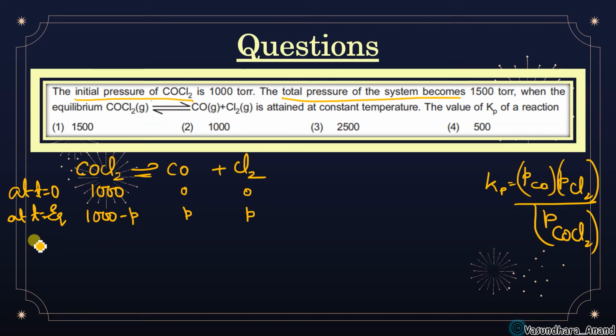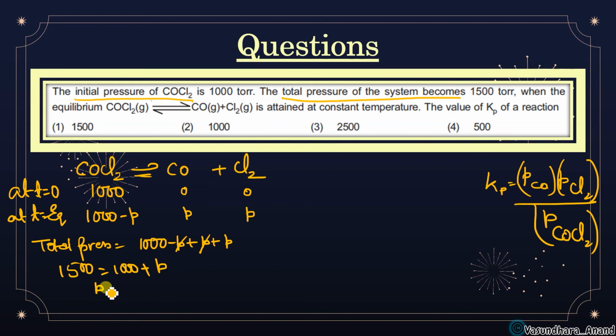Got it? So in this condition, what will the total pressure be? Total pressure will be 1000 minus P plus P plus P. Isn't it? So this is going to be cancelled, and the total pressure given is 1500, equal to 1000 plus P. So P is equal to 500 torr. That means 500 torr will decrease and this much will form. So now find Kp.